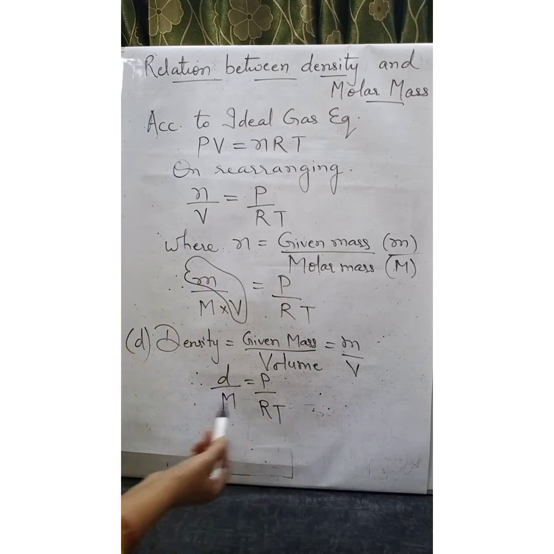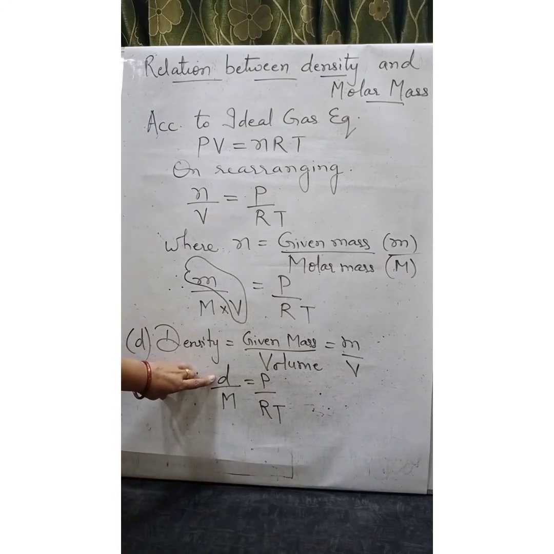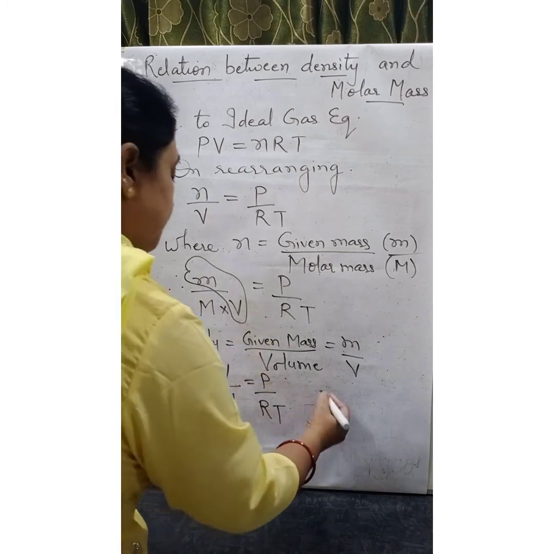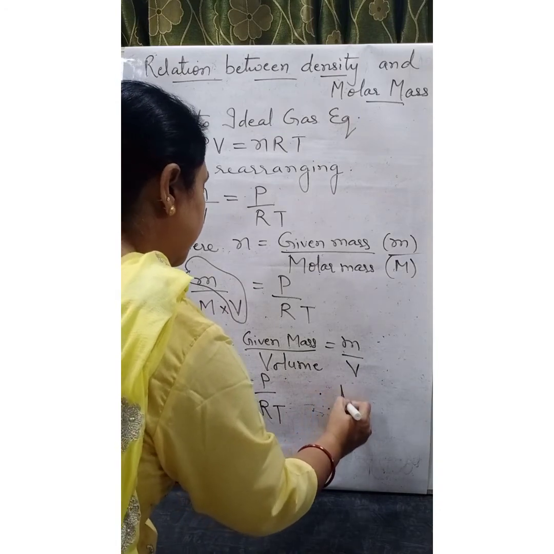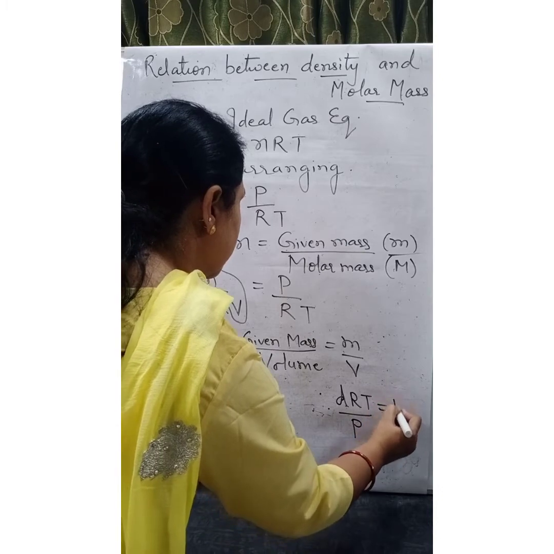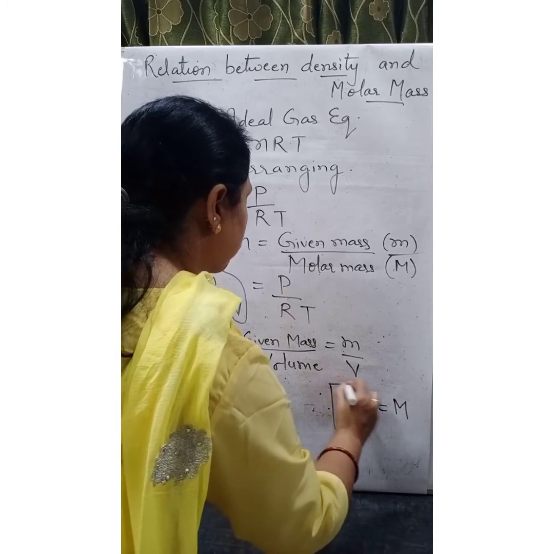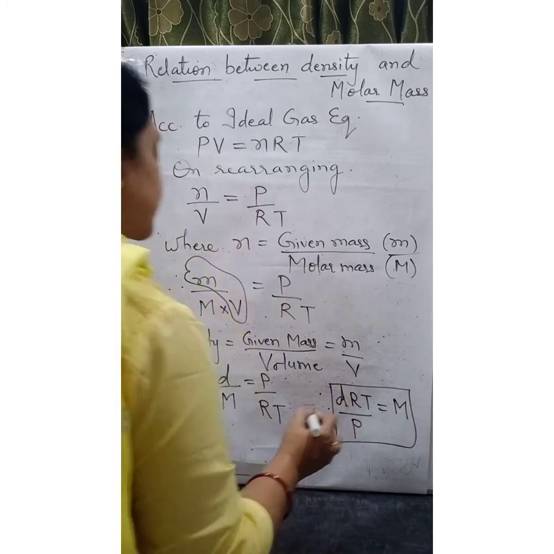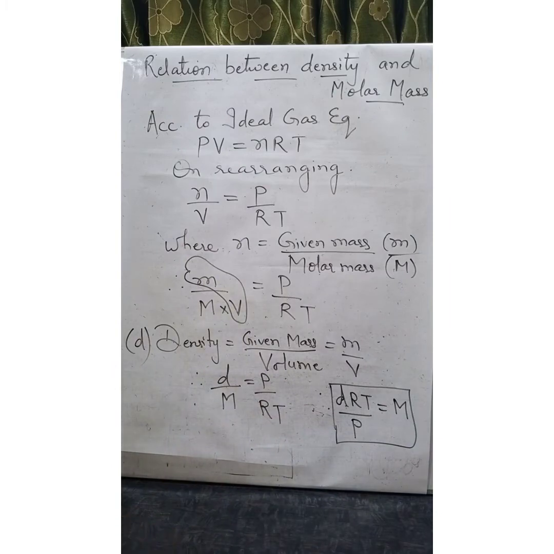Hence, we have found an expression which shows the relation between density and molar mass. So, we can write DRT upon P is equal to M. In other words, we can say density is directly proportional to molar mass.